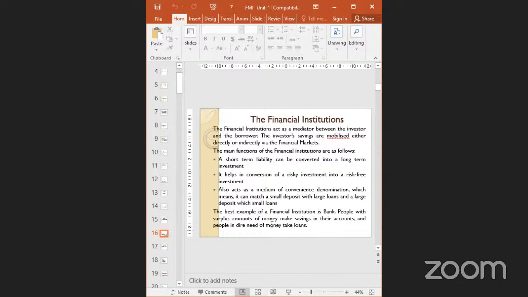Third, it also acts as a medium of conversion, which means it can match small deposits with large loans and large deposits with small loans. So these are some of the functions of the financial institution. Short-term liabilities should be converted to investment. Liabilities are not good, so they should be turned into investment. And it helps in conversion of risky investment into risk-free investment.